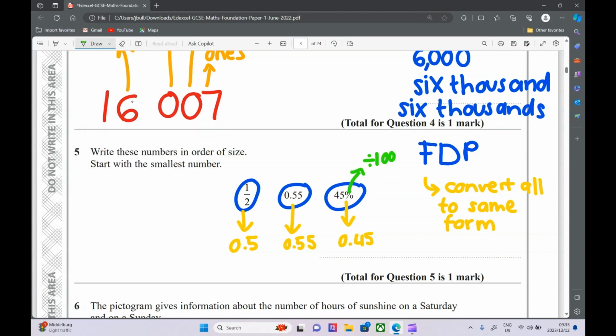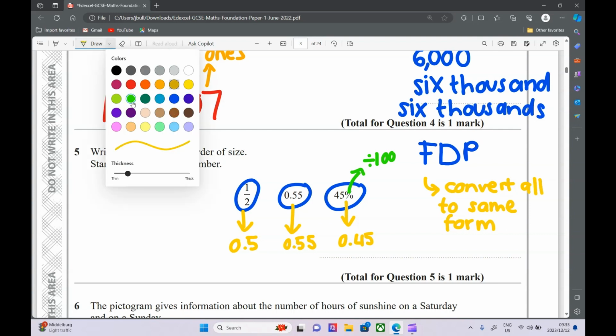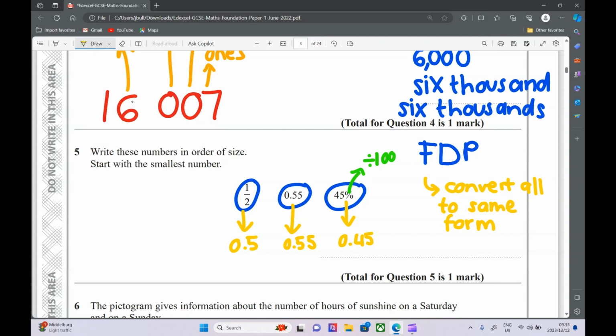Okay, so 45 divided by 100 would give me that 0.45. And then what I do, if I'm comparing decimals, I want to make sure I have the same number of decimals so I don't get confused. So here, I've got 2 decimal places. Here, I've only got 1. So what I can do is just add a 0 on. Okay, because then we can see I'm comparing 45, 55, and 50.